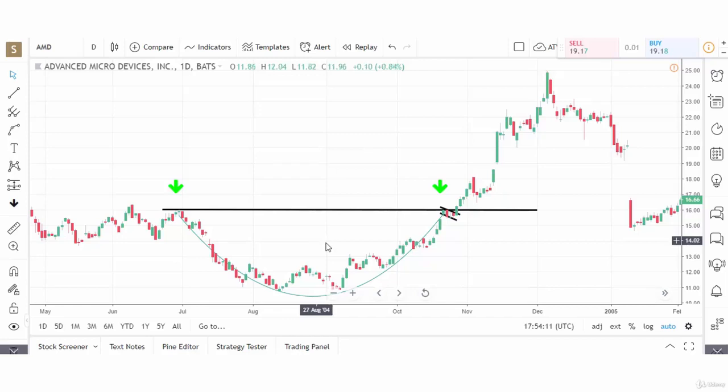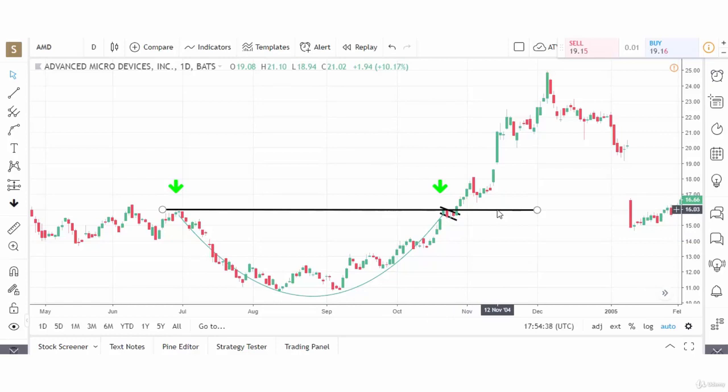With a cup and handle pattern, we're looking for a move that would equal the measurement from the base of the cup, which in this case was around $11, to the lip of the cup, which was around $16. So we're looking for a $5 move, the difference between 16 and 11, when the stock moves up.